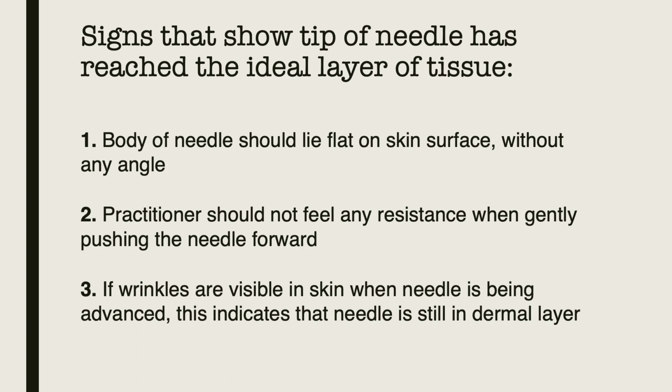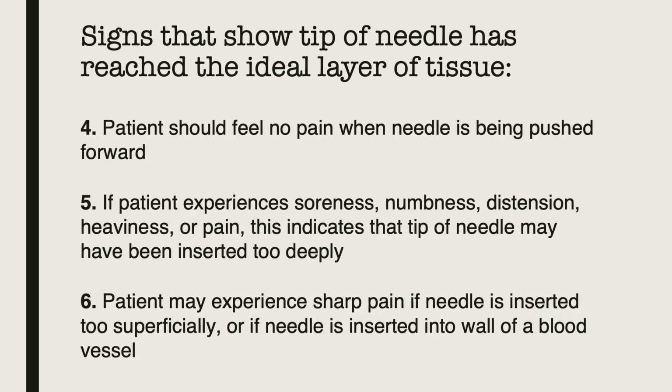The following signs show that the tip of the needle has reached the ideal layer of tissue. The body of the needle should lie flat on the skin surface without any angle. The practitioner should not feel any resistance when gently pushing the needle forward. If wrinkles are visible in the skin when the needle is being advanced, this is usually an indication that the needle is still in the dermal layer. The patient should feel no pain when the needle is being pushed forward.